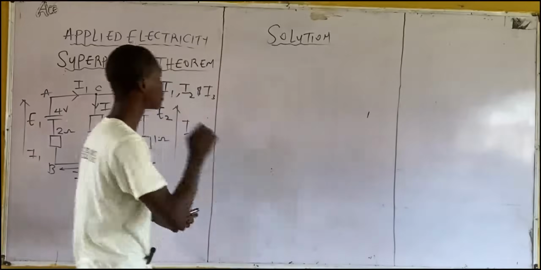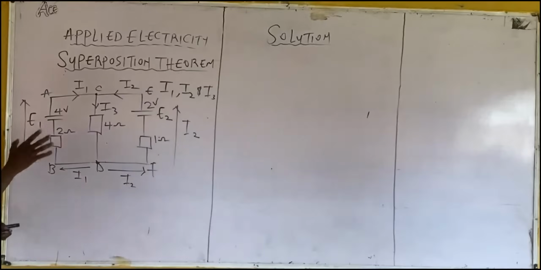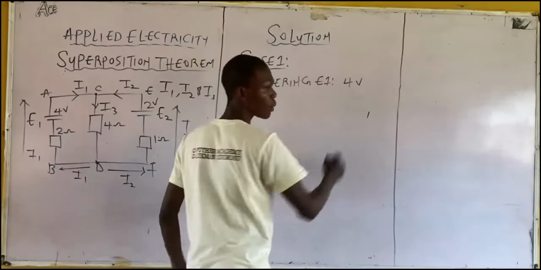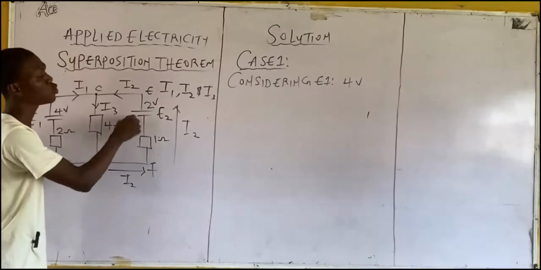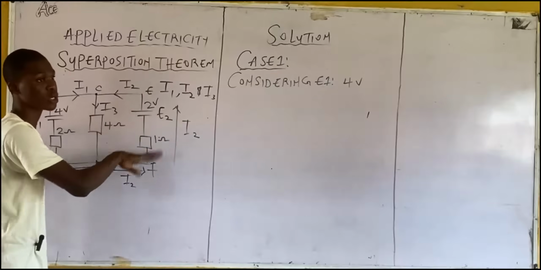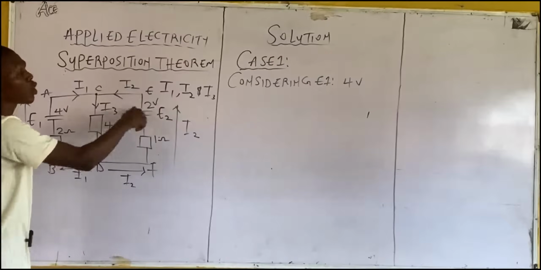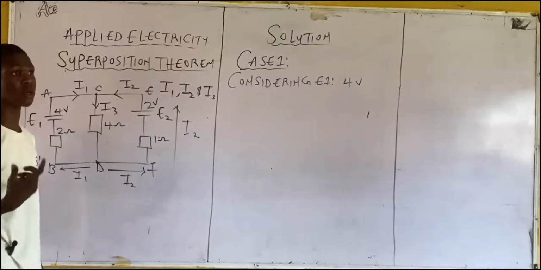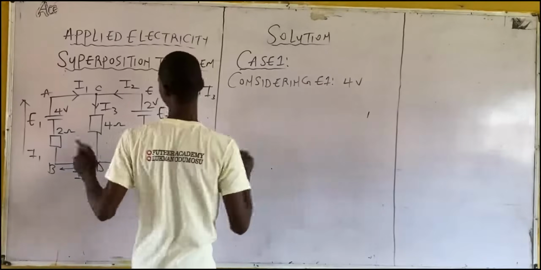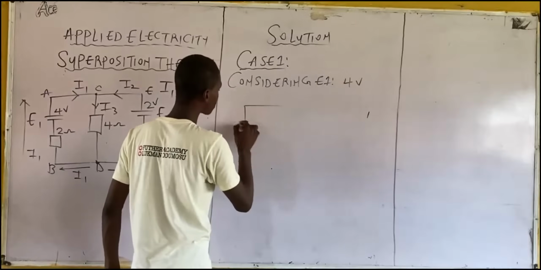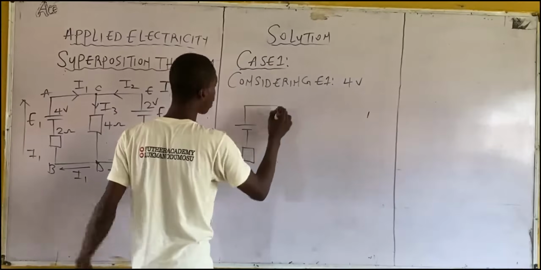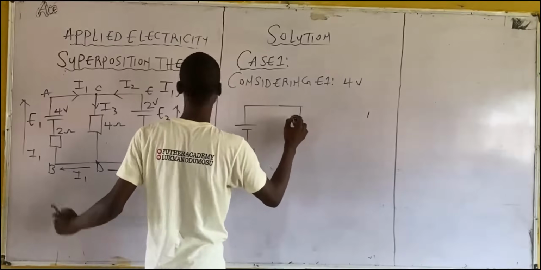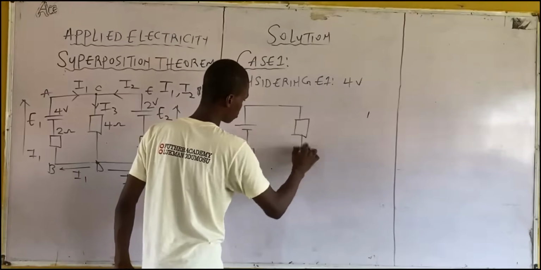Now, solution. First thing first, consider one of the two sources. Is it E1? By considering E1, it means that you eliminate E2. You won't use it. You are redrawing the circuit diagram, but not including E2. You understand what I'm saying? Now, let's redraw the circuit diagram. Then it becomes this, right? We are repeating all what we have here. The only thing that we will include is what? E1.